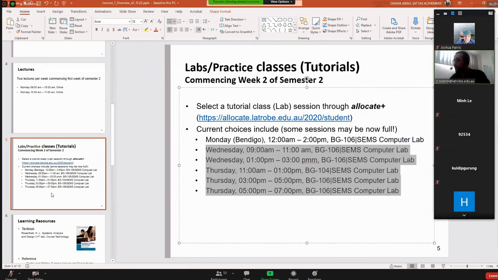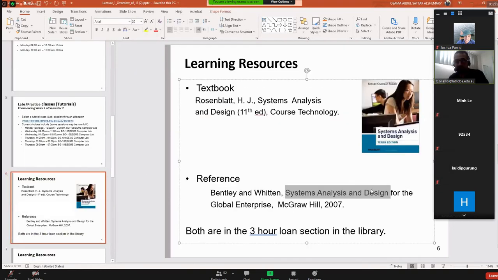Now, learning resources. Of course, we're going to have the lab material, the syllabus, and the book that we rely on for this subject. You are free to use this book. You can borrow it from the library, or you can find it online, maybe just Google it. And of course, you are free to use other resources to extend your knowledge about this subject. It's up to you.